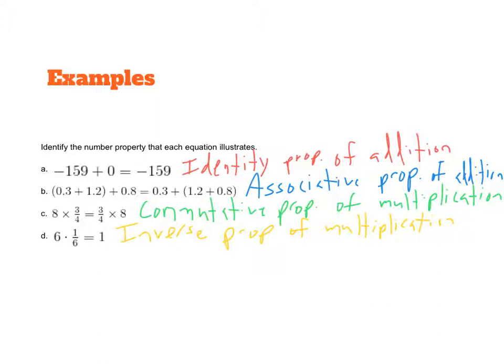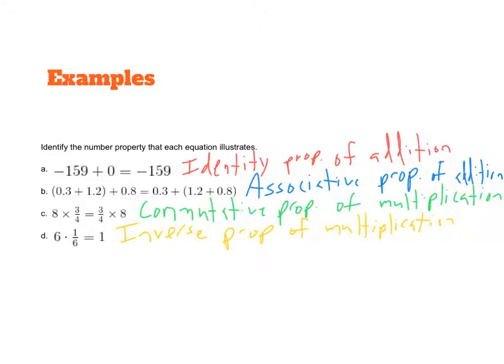In part B, we've got three numbers being added together, 0.3, 1.2, and 0.8. And if you'll notice, in the first part of the equation, 0.3 and 1.2 are put together, and in the second part, 1.2 and 0.8 are being grouped together. So that's the associative property of addition.